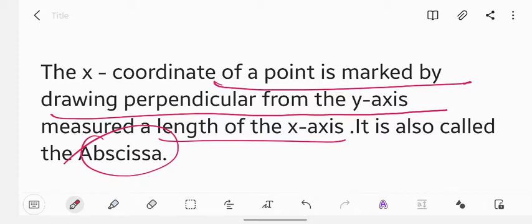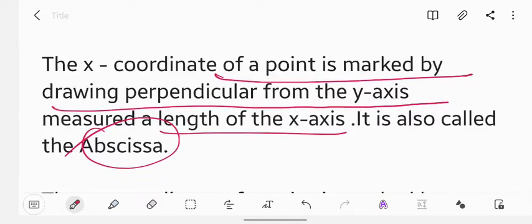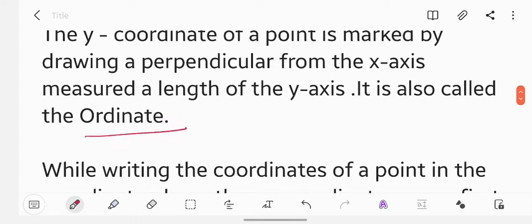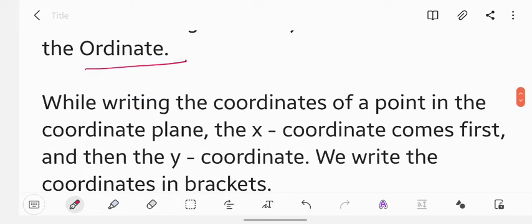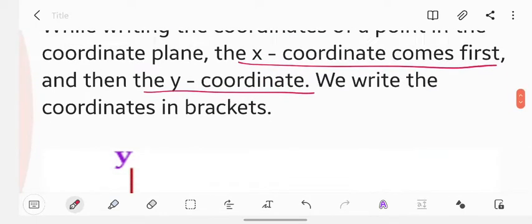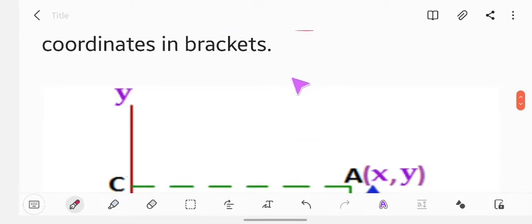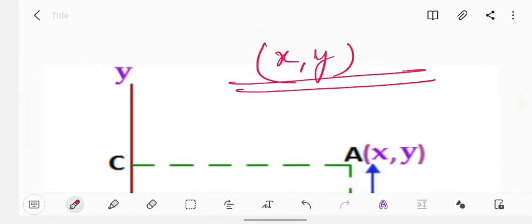Similarly, the y coordinate of a point is marked by drawing a perpendicular from the x-axis. In order to mark y points, you need to take a perpendicular from the x-axis, and that is called the ordinate. While writing the coordinates of a point in the coordinate plane, the x coordinate comes first and then the y coordinate, which is also called an ordered pair. So x comes first and then y, that is called an ordered pair.